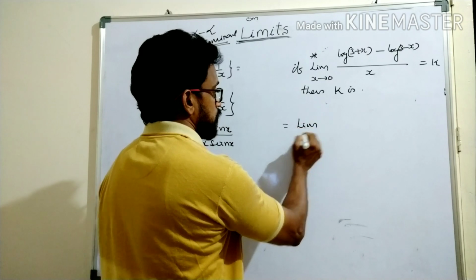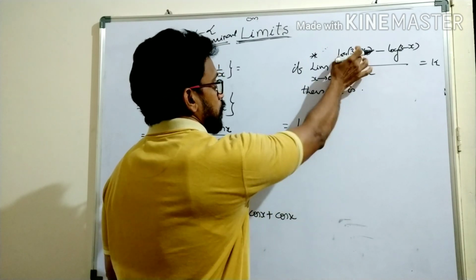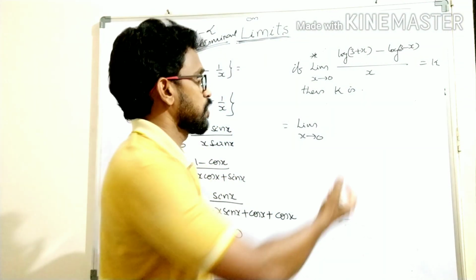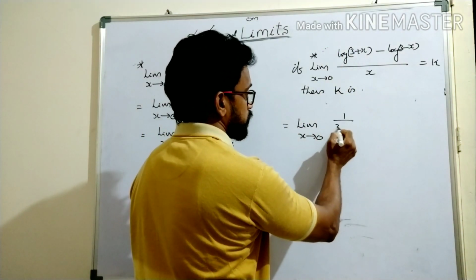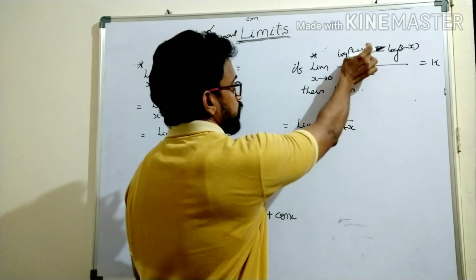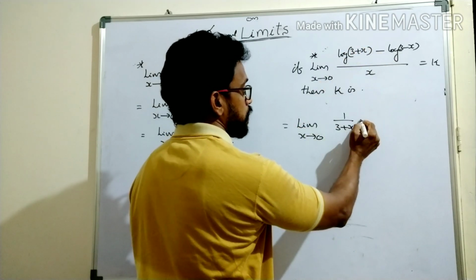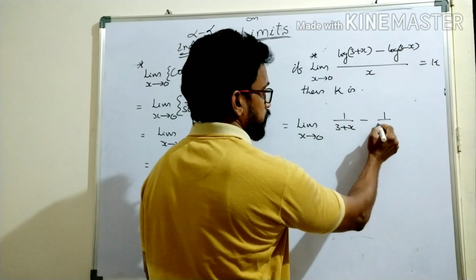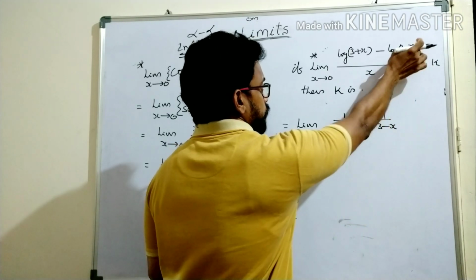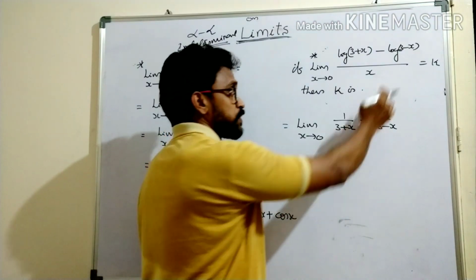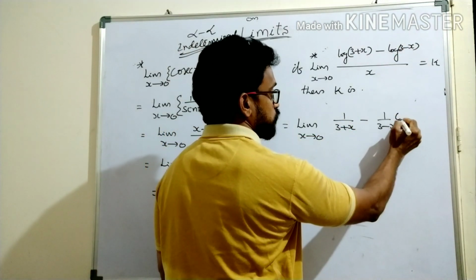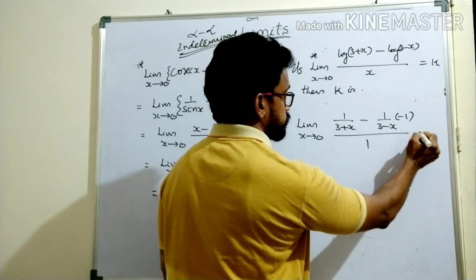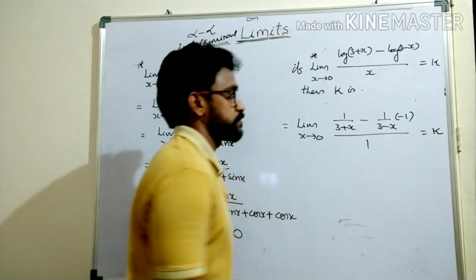Limit x tends to 0, log of (3 plus x), log x derivative 1 by x. So, now we should apply here 1 by (3 plus x). Derivative of 3 plus x, 1, very clear. Minus log of (3 minus x) derivative, 1 by (3 minus x). Here inner function is what? 3 minus x. Derivative of 3 minus x, minus 1. Divided by x derivative 1. Is equal to what? Okay.